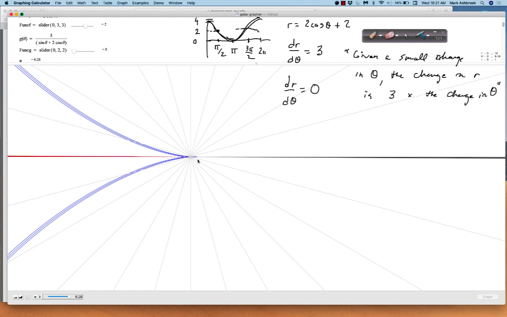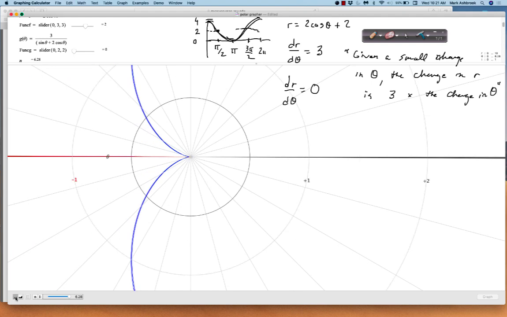Okay? So actually, dr d theta is undefined at pi, because on one side it's decreasing super rapidly, and on the other side it's increasing super rapidly. So at pi, dr d theta is undefined.